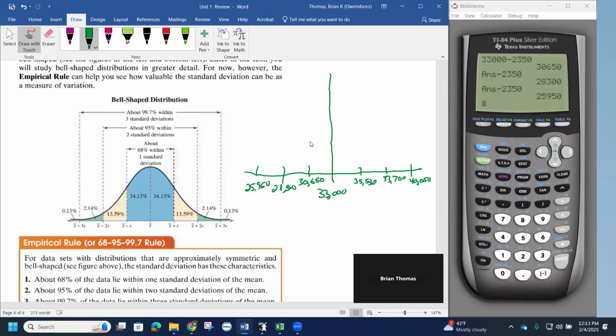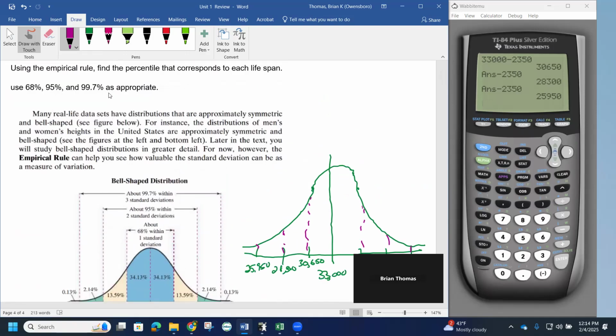Now, notice how they said this is bell-shaped. So my data is going to come up, going from increasing, it's going to turn and start decreasing. So remember, if we're one standard deviation from the mean, 68% of our data is within one standard deviation of the mean. If we're two standard deviations from the mean, 95% of the data is going to be within two standard deviations. And then if we go out three standard deviations, 99.7% of our data is going to be there.